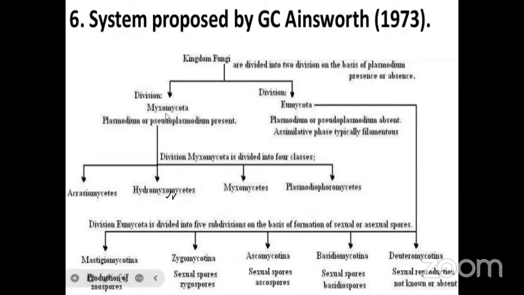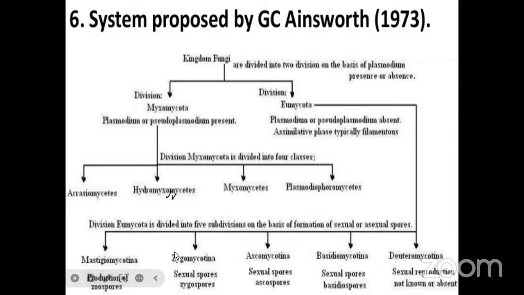The Myxomycota is again divided into four: Acrasiomycetes, Hydromyxomycetes, Myxomycetes, and Plasmodiophoromycetes, based upon their habitat, whether it is growing on water or has a plasmodium-like structure. They divided the class based upon that. And the next one is the true fungi, Eumycota. That Eumycota is divided into how many? Five groups, I already told you.